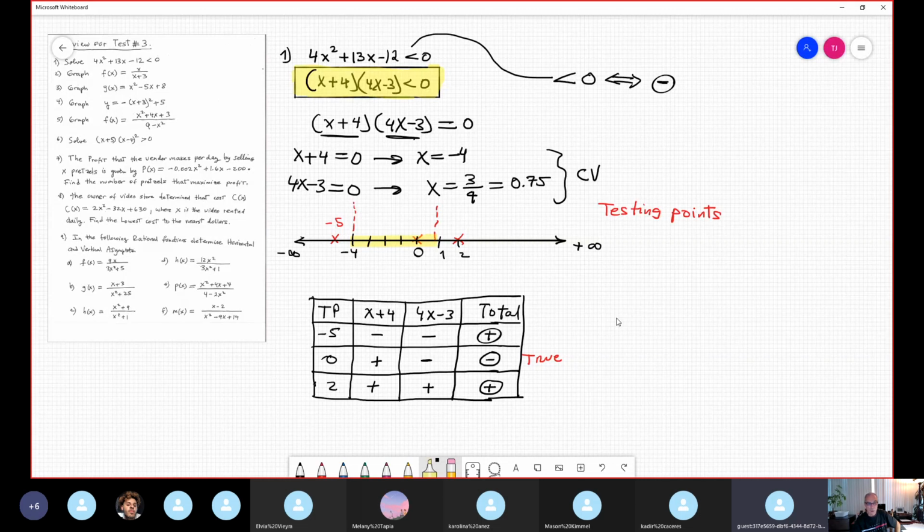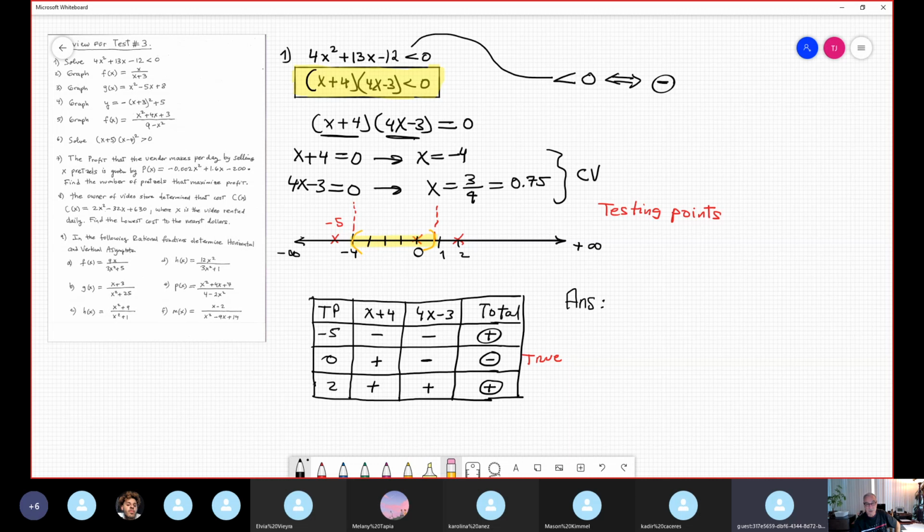Include the endpoint? No. Why no? How do you know that no? Because we have no equal sign in our inequality. No equal sign, no include endpoint. Equal sign, yes, include the endpoint. Therefore, not including the endpoint means parenthesis. Then what is the final answer? The final answer is the answer.